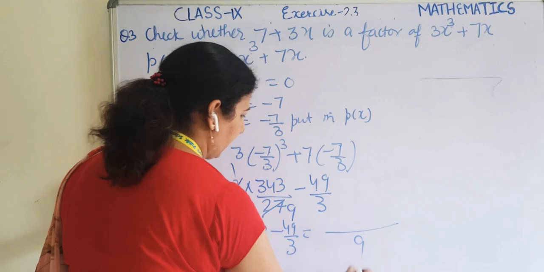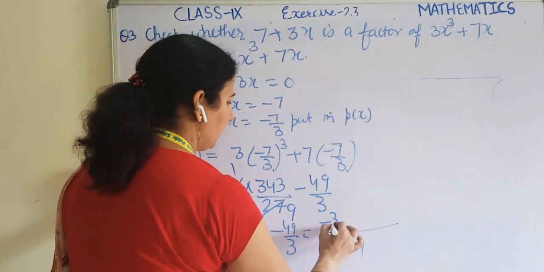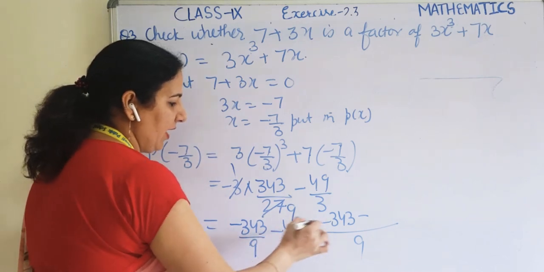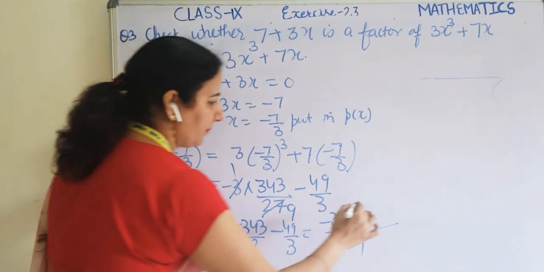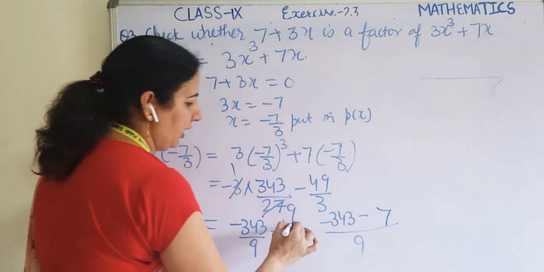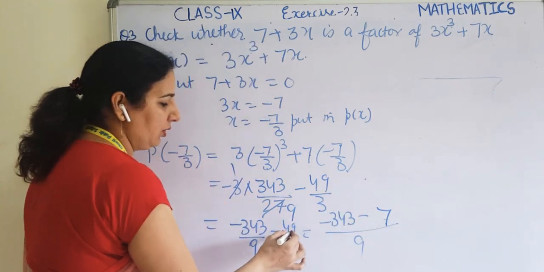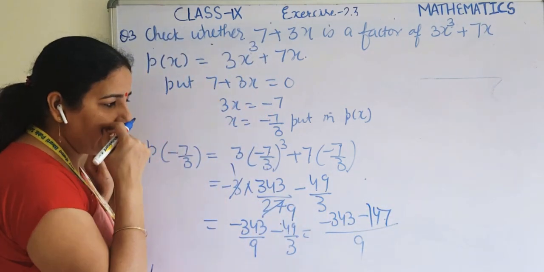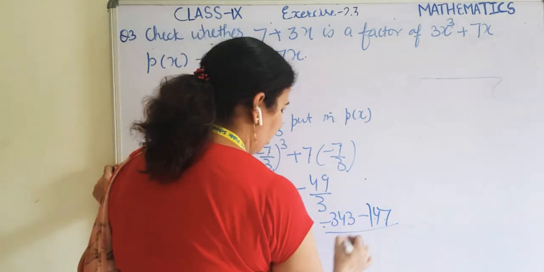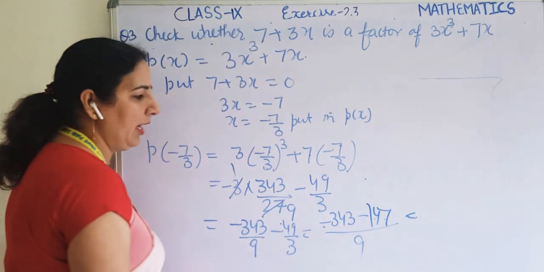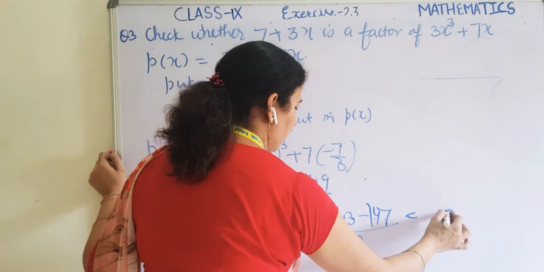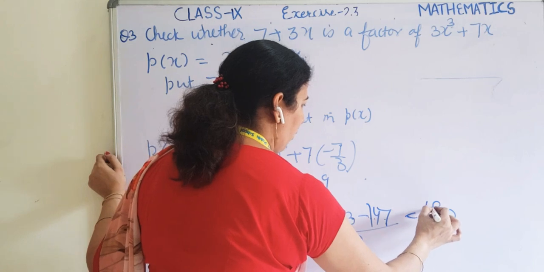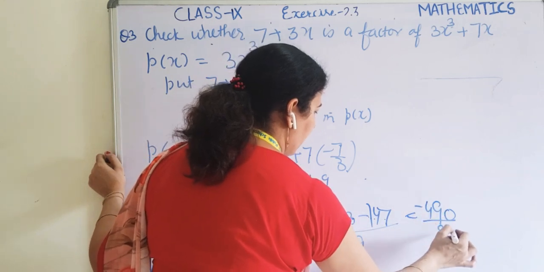Take the LCM. LCM is 9. Minus 343 and 3 9s are 27, we have to multiply it by 3. 49 into 3. 3 9s are 27. Carry 2. 3 4s are 12. 12 plus 2 is 14. So it is minus 147. As they both are negative signs, so they both will be added. 3 plus 7 is 10, 0 and carry 1. Then 3 plus 1 is 4. It is minus 490 upon 9.